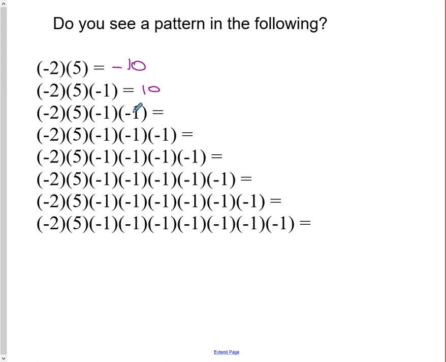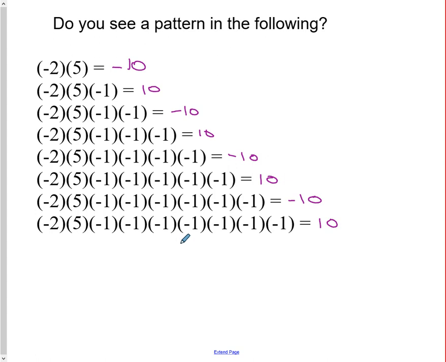I'm multiplying by 1 again, so that's not going to change the amount, but it's actually negative 1. So now I've got 3 negative numbers in there. 2 of them are going to cancel out. I've got 1 left over, so I'm still going to have a negative. So this one will be negative 10, and this one will be positive 10, and this one will be negative 10, and this one will be positive 10, and this one will be negative 10, and this one will be positive 10.